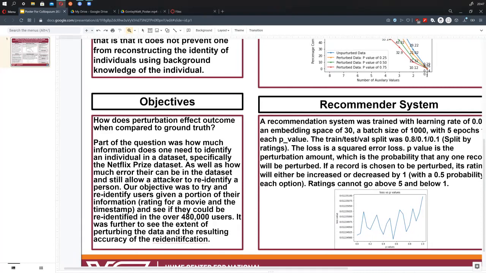So our objective was then, with the data set we have, to score and re-identify users given a portion of their information, which would be a rating of a movie and the timestamp, and to see if they could be re-identified within the over 480,000 distinct users we had over the 17,000 distinct movies. And it was further to see the extent that perturbing the data would have on the accuracy of re-identification.